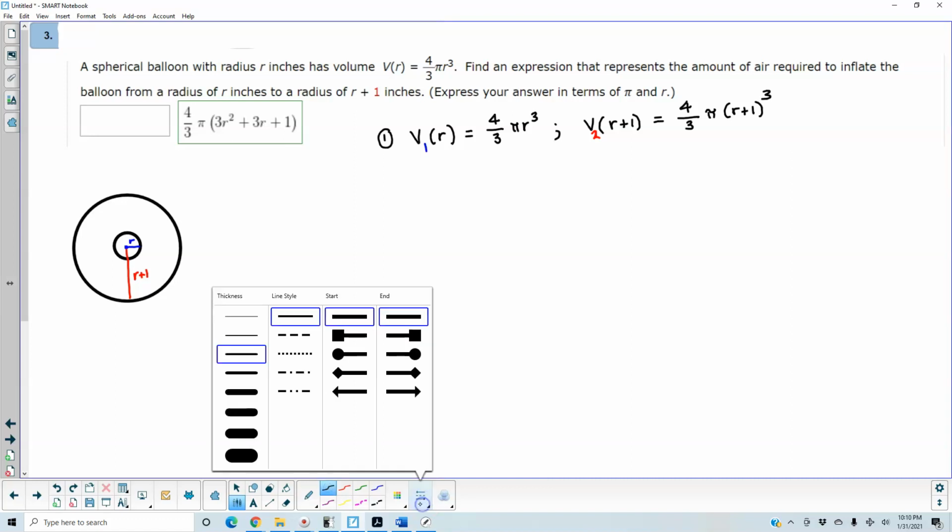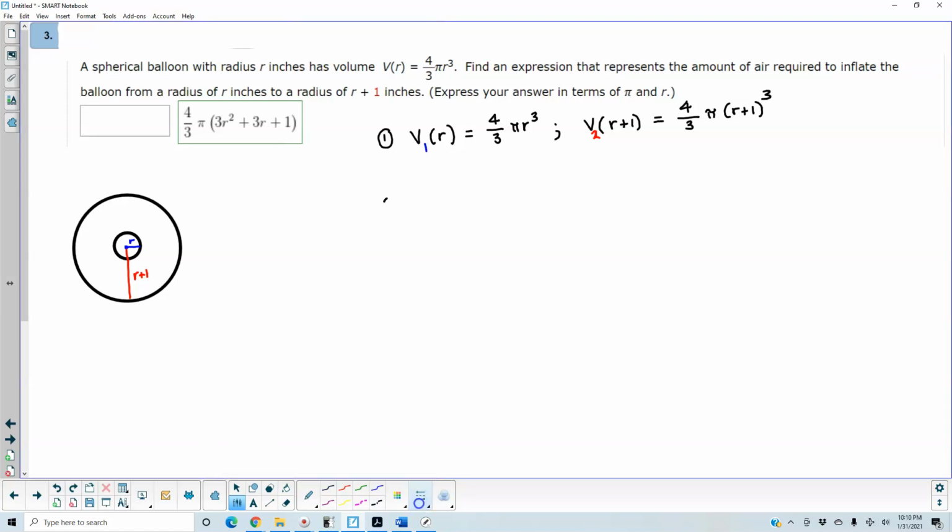So in step number 2, we're going to take volume 2 and subtract volume 1. So what does volume 2 represent? Well, we know that that is 4/3 pi times r plus 1 cubed. And then we're going to subtract volume 1, which is 4/3 pi times r cubed. And so now we want to be able to solve. So let's go ahead and solve this expression.